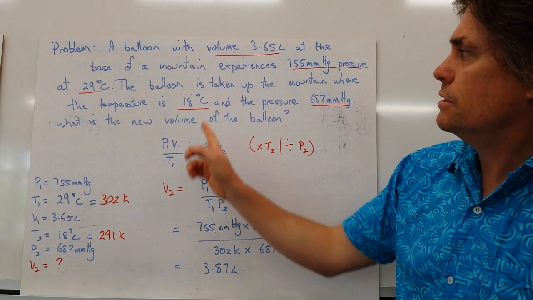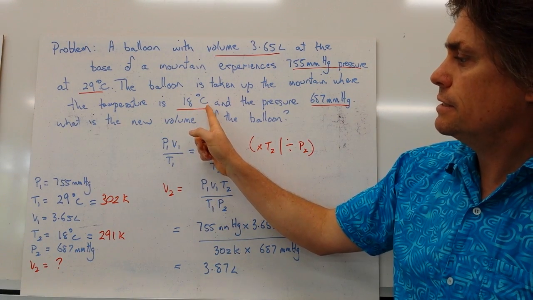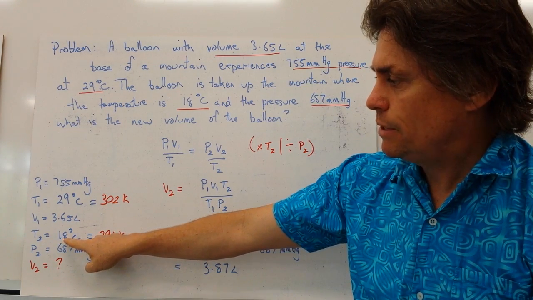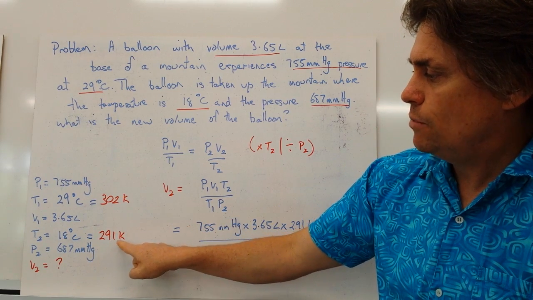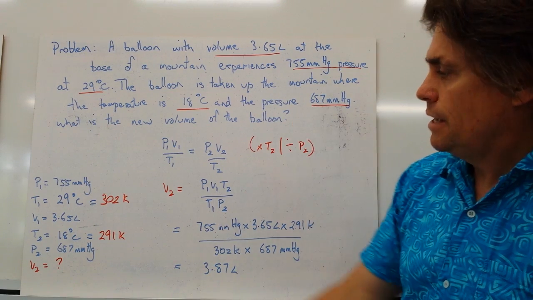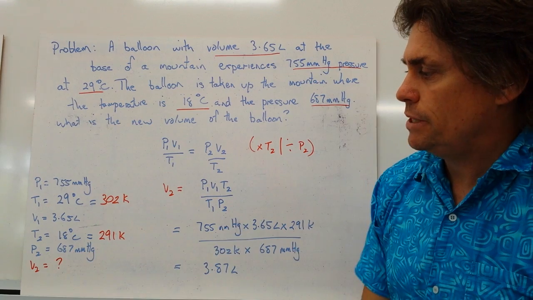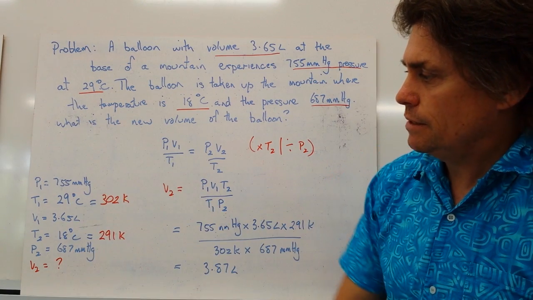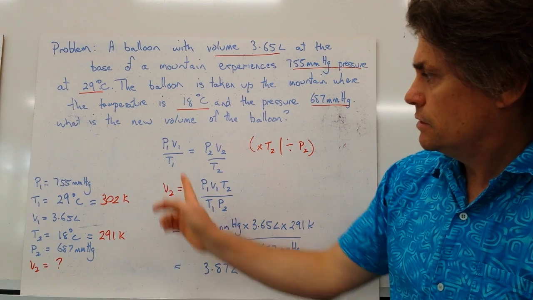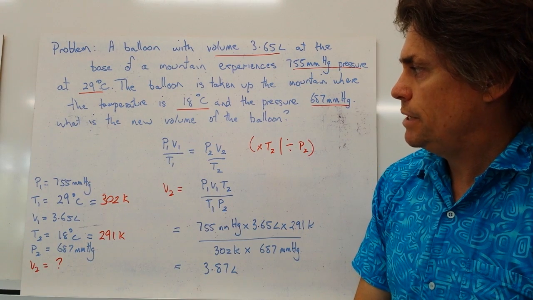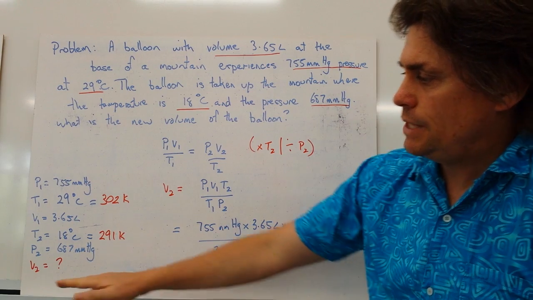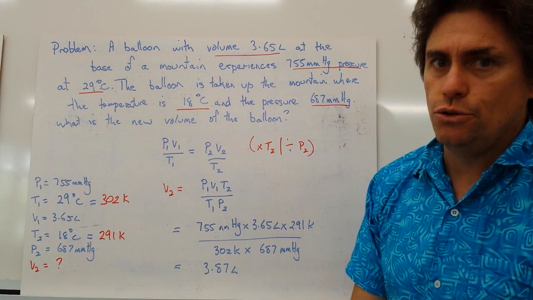Now we're also told in the question the final conditions, we have 18 degrees Celsius, our T2. Once again, we've got to convert that to Kelvin, so we add 273, and we get 291 Kelvin. And the last piece of information that we're given is the final pressure of 687 millimeters of mercury. So we try to find a formula that involves our unknown, our V2. We have our combined gas law in that form, P1 V1 over T1 equals P2 V2 over T2. And then the object is to isolate V2.